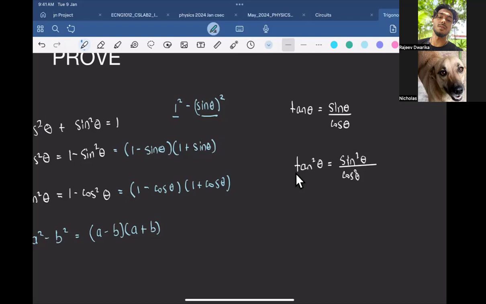So just be aware of that. So if we had tan to the power of 5 theta, that will be equal to what?